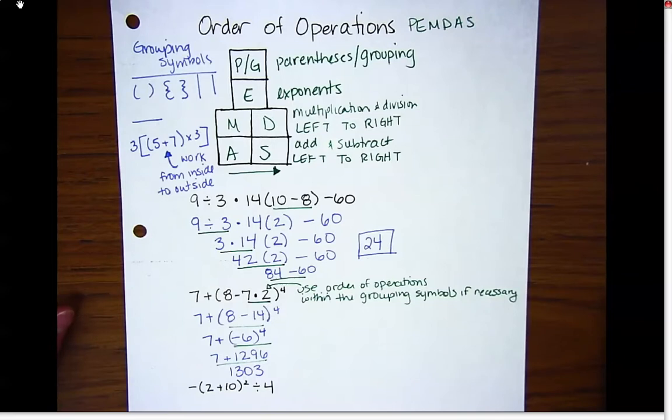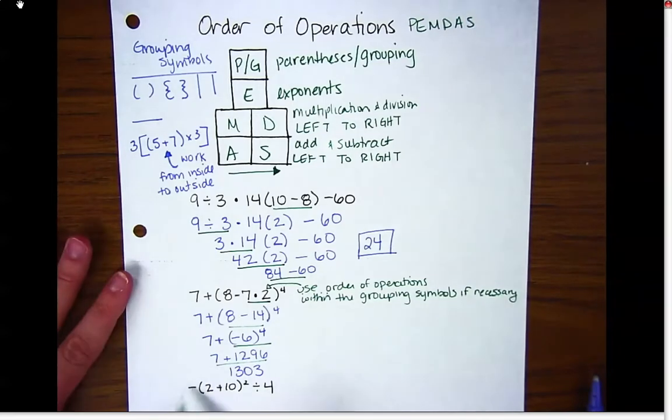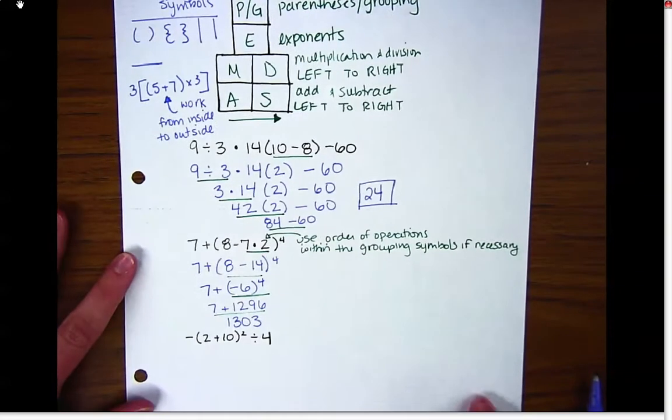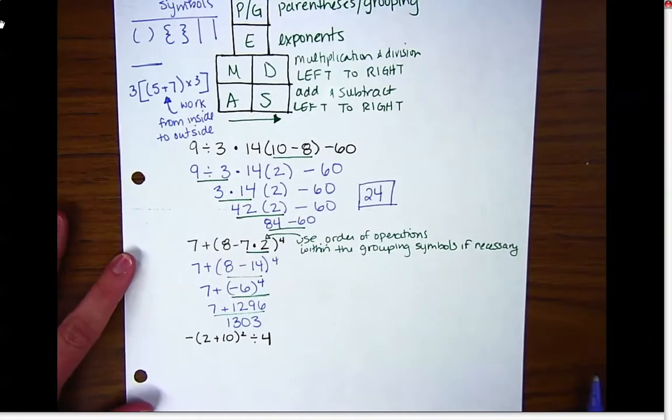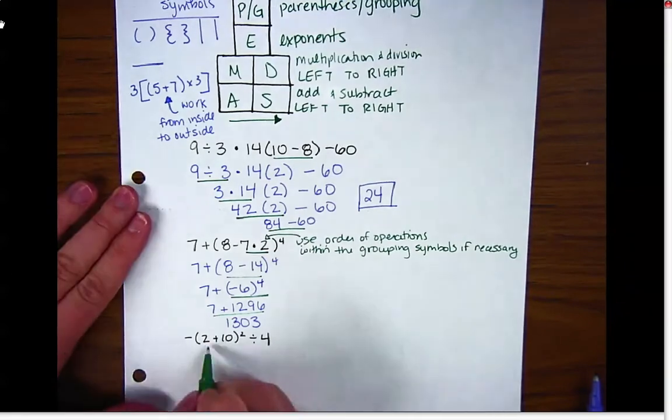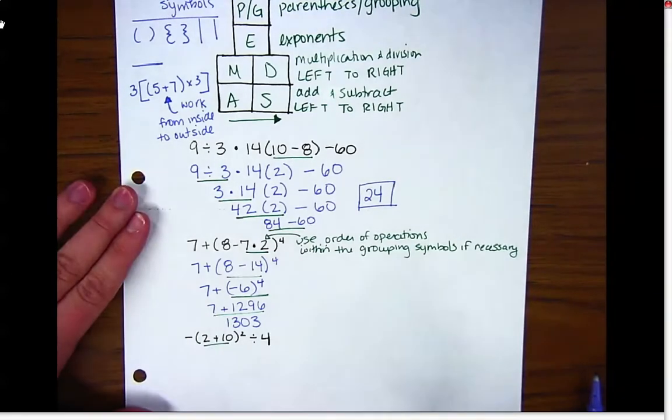Next problem. Now this one's a little different. We have this negative that's just hanging out outside of the parentheses. What does that mean? Well, this means that we're going to multiply by negative 1. So this negative here is multiplying by negative 1. All right, so I need to simplify what's inside my parentheses first. So that gives me 12.